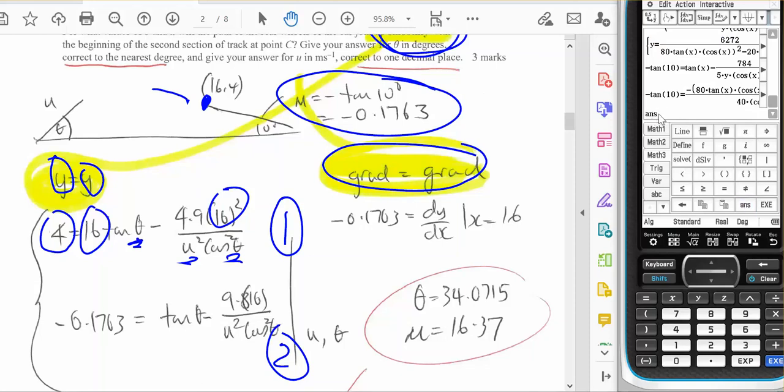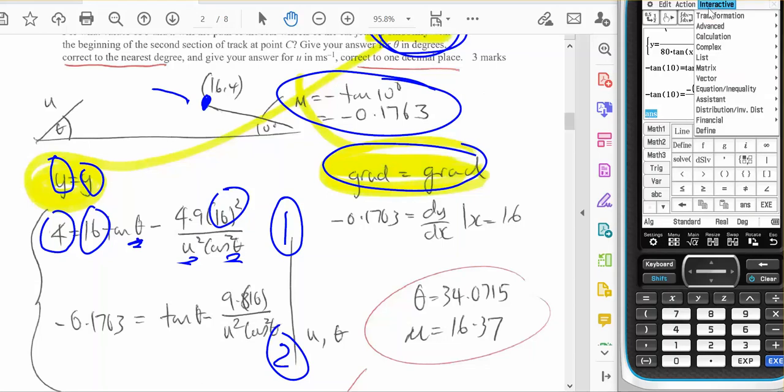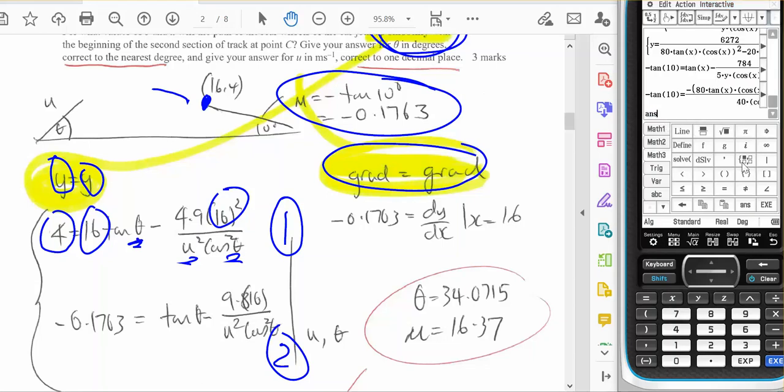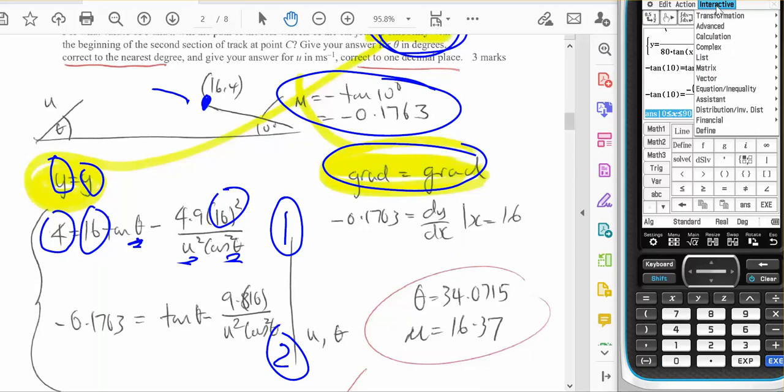And to that equation, I'm then going to solve it, but because I've got theta, I'm going to put a stipulation that theta goes from 0 to 90. So my angle is just going to be in the first quadrant. And since I'm in degrees, that's why I use 90. And now I'm going to solve for x.